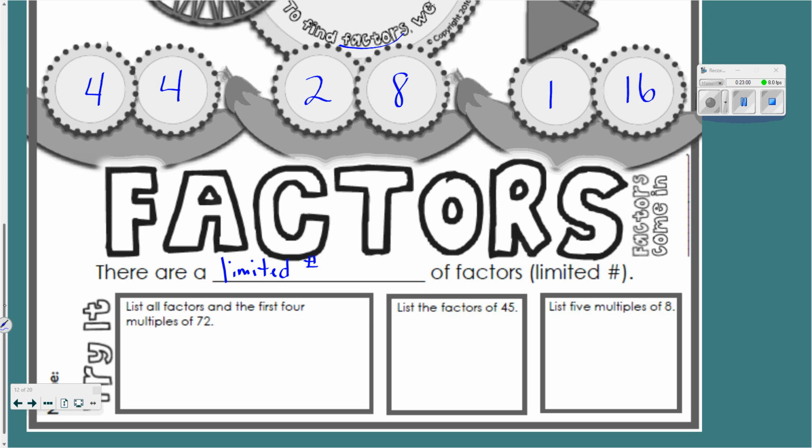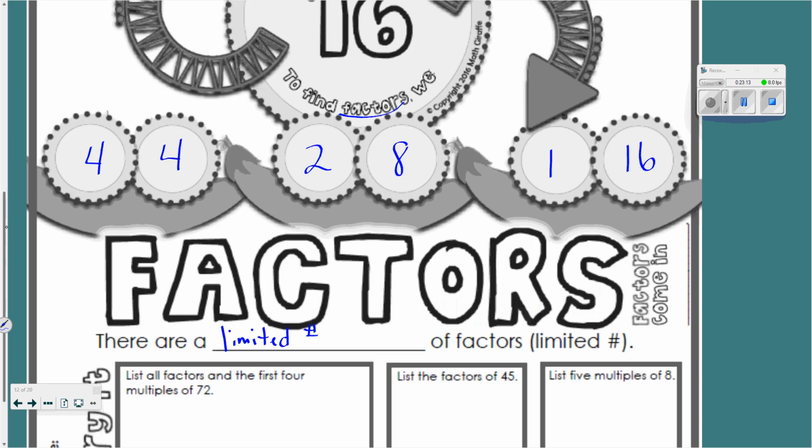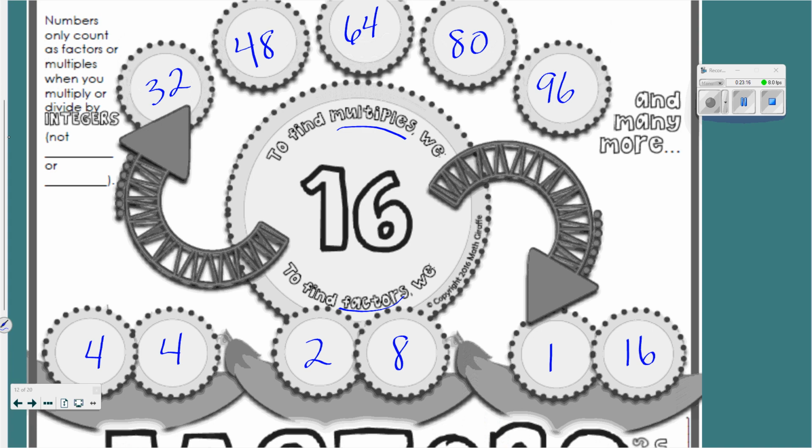I do want to add this note on the side. Numbers only count as factors or multiples when you multiply or divide by integers. What does that mean? Okay. A whole number. Not fractions or decimals. So whenever we're talking about multiples or factors, we're talking about whole numbers, not fractions and decimals. Kind of limits down what you can do.